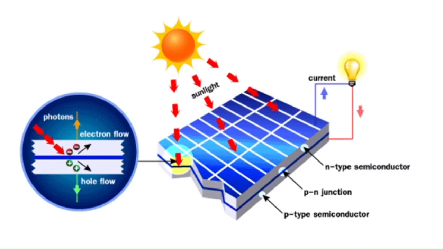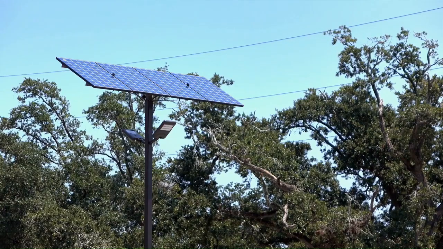Solar cells are a form of photoelectric cell, defined as a device whose electrical characteristics, such as current, voltage, or resistance, vary when exposed to light. Solar panels, also known as modules, are made up of individual solar cells.